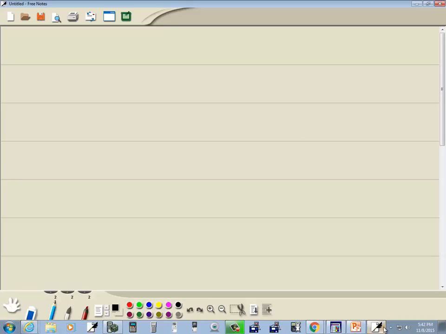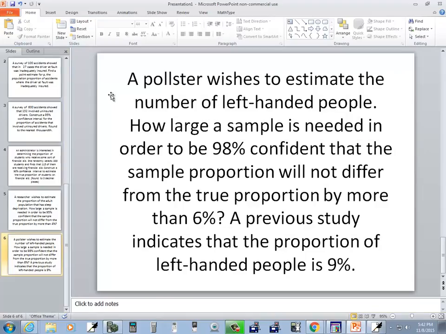We've got two different types of formulas when you're finding the sample size to estimate the proportion. One is where p hat is given, and one is where p hat is not given. Now, p hat comes from a previous study, and it tells me a previous study indicates that the proportion is 9%. So this one is where p hat is known.